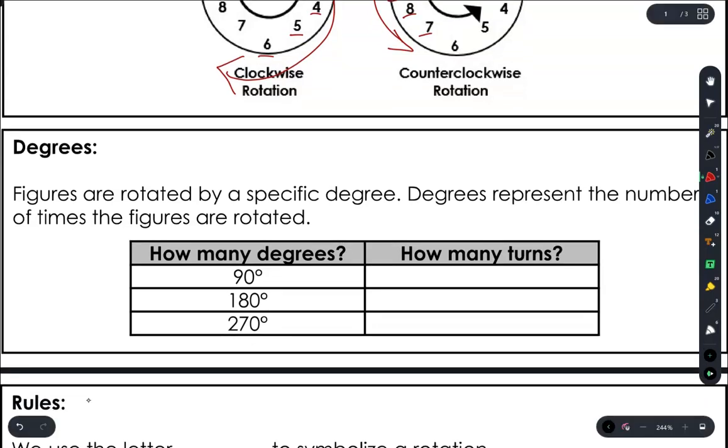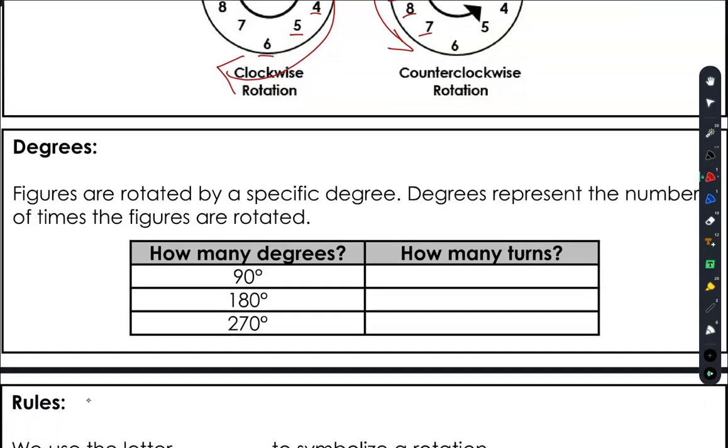Figures are rotated by a specific degree. A degree represents the number of times the figures are rotated. So if it's 90 degrees, it's rotated one time. 180 degrees is two times. And 270 degrees is three times. So that's basically what rotations are. Let's talk about some rules.